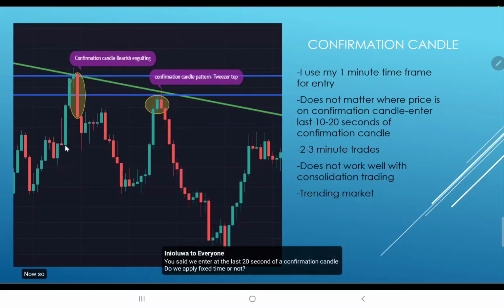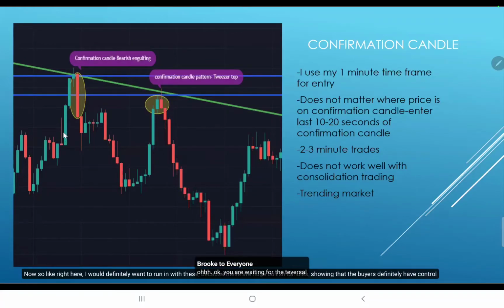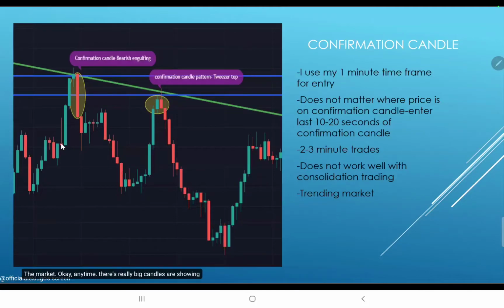So like right here, I definitely would have gone in with these because these are huge bullish candles showing that the buyers definitely have control of the market. Anytime there are really big candles, that's showing very good momentum for up or down. So I really would have loved this one because it's a huge selling candle. That's showing me that sellers are in control. I would definitely take this trade. Yes, I'm waiting for it to reverse. I want it to show me that it's going to go in the opposite direction, that buyers are no longer in control.